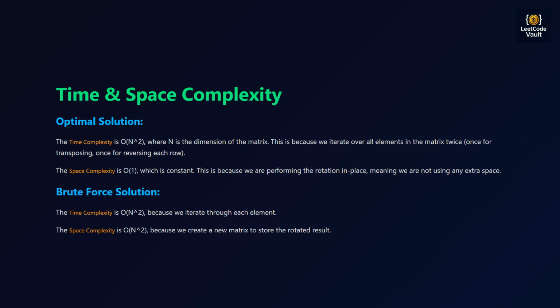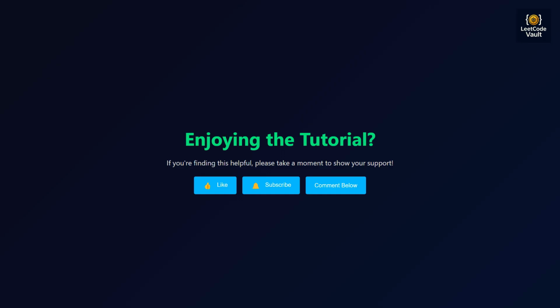Time and space complexity. Now let's analyze the time and space complexity of our optimal solution. The time complexity is O(n^2) because we're iterating through the matrix twice, once for transposing and once for reversing rows. This is the same as the brute force approach, but we improved the space complexity. Since we're modifying the original matrix directly, we don't use extra space that scales with the input size. Therefore, the space complexity is O(1), constant space.